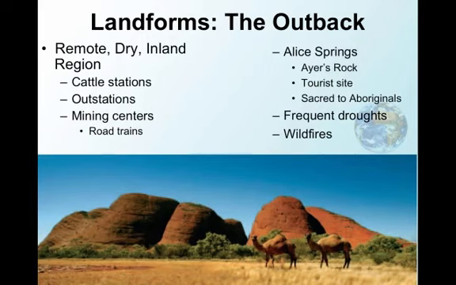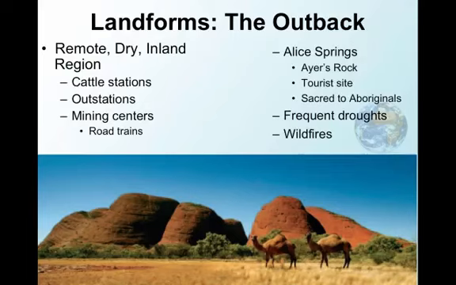Speaking more about the landforms of Australia, I wanted to discuss the Outback. So many of you may be familiar with the Outback restaurant, and then also the Outback showed up on the word cloud for this week, so it is something that we often associate with Australia. The Outback itself is a remote, dry, and also inland region. There's a lot of cattle farming in the Outback. You have also a lot of mining, and so mining centers, and you have roads and then also railroads that lead to the interior to carry out this mining activity.